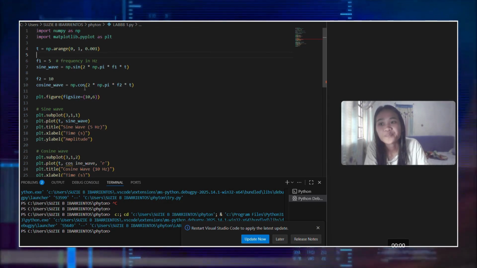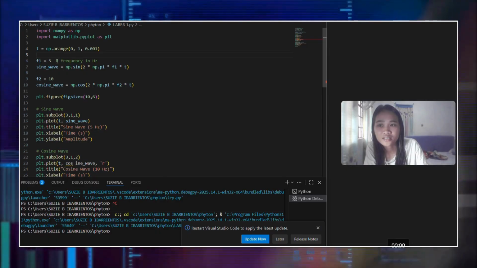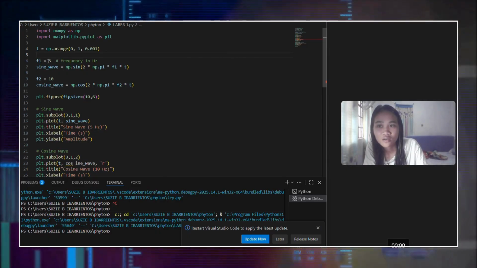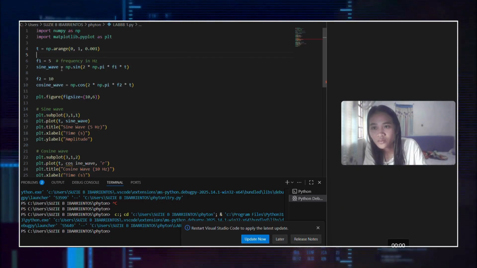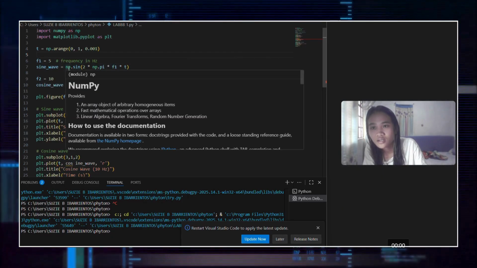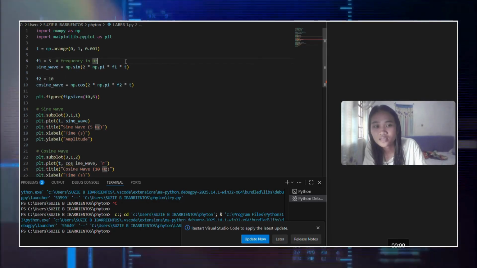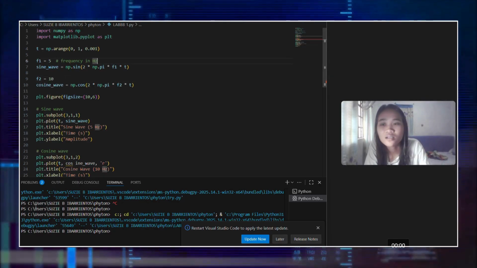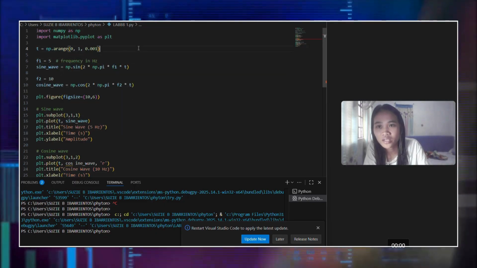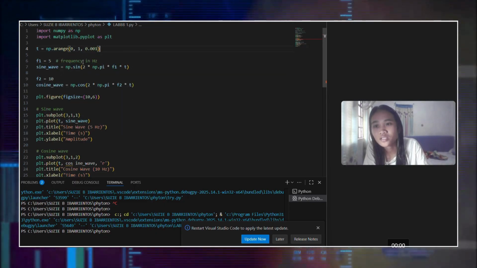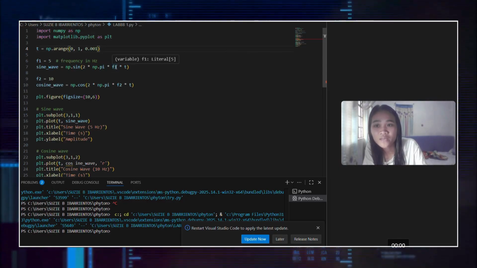Here I've assigned f1 as a frequency in hertz, 5. This will be the sine wave. Whenever you put something mathematical, you need to put np because that can be found in numpy. So it's np.sin of 2 times pi times f1, which is 5, times t.